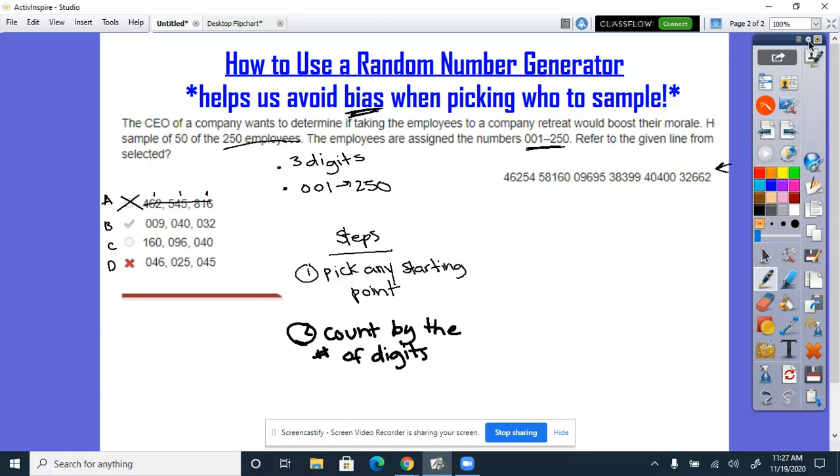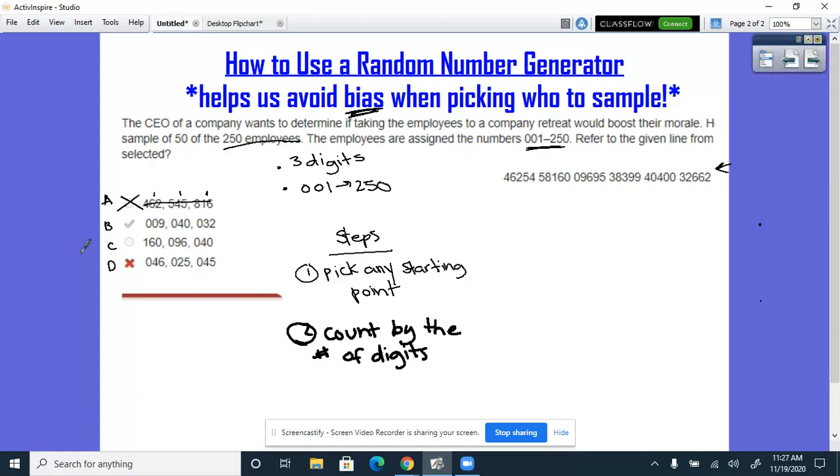So let me start. I'm actually going to start with answer choice C to evaluate it, just to help you get this process. So let's say that we picked to start at this point 1 here that I'm writing in black. We would count 3 digits. The first 3-digit number would be 160. And we're just going to count in order. So 3 more digits, that would be the number 096.